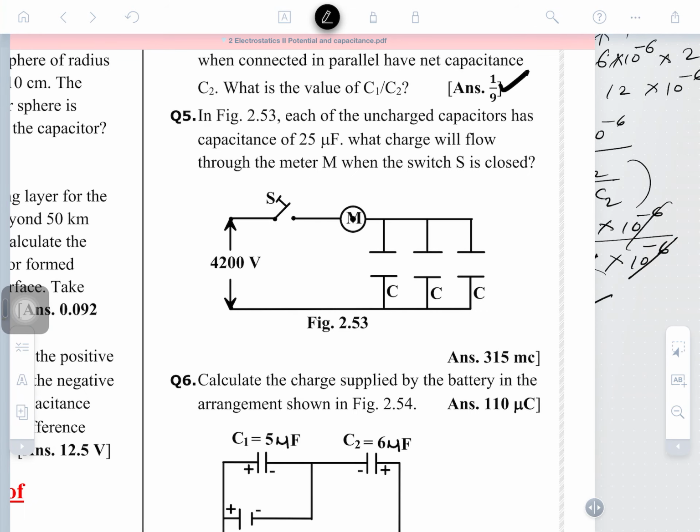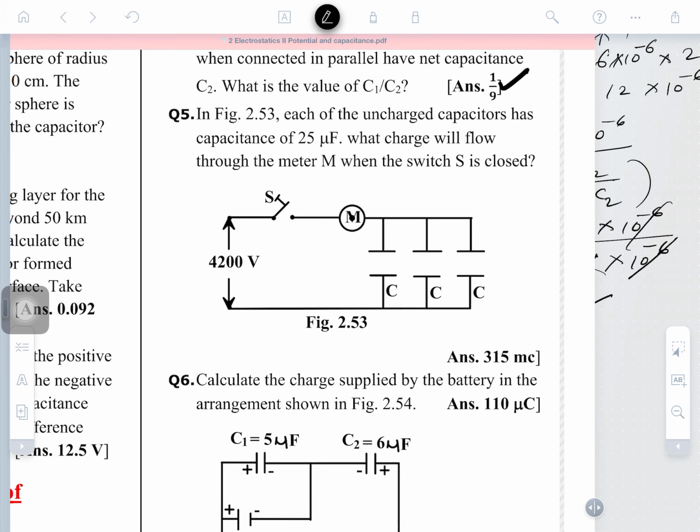Right now, in the same sense, this question you can solve. Okay guys? Now this question also is to be solved here. As you may see, calculate the charge supplied by the battery in the arrangement. Charge we are to find out. This battery is giving charge, it's Q to be found out here. So how can you find it out?